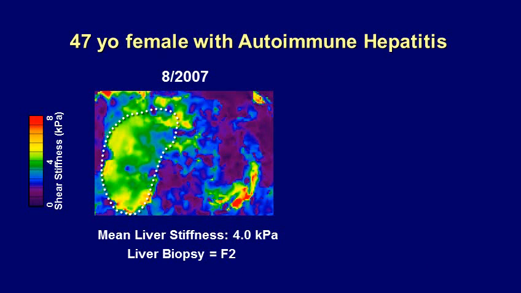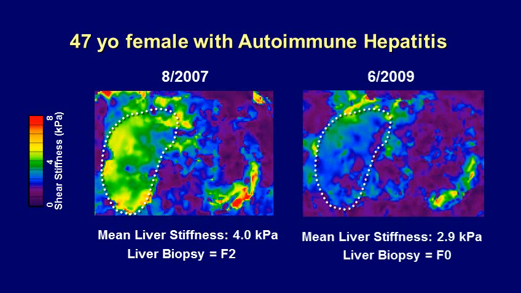Here is a patient with autoimmune hepatitis. This is a very treatable form of chronic liver disease. In 2007, prior to treatment, the liver stiffness was markedly elevated at 4.4 kilopascals. This patient had a liver biopsy that showed stage 2 fibrosis. Here, after 22 months of treatment with corticosteroids, the liver stiffness has markedly decreased to 2.9 kilopascals, and interestingly enough, the liver biopsy was reported as showing no evidence of fibrosis.